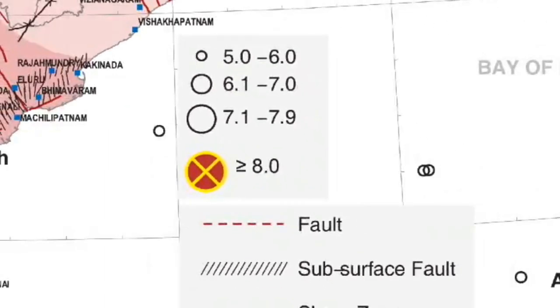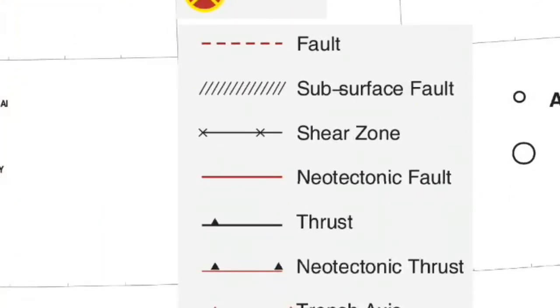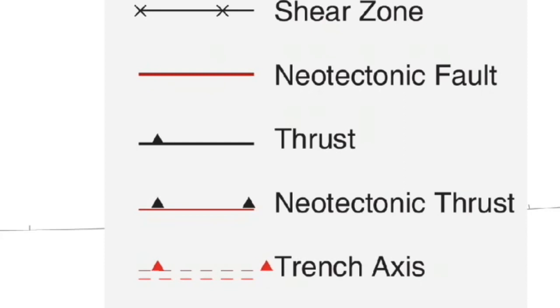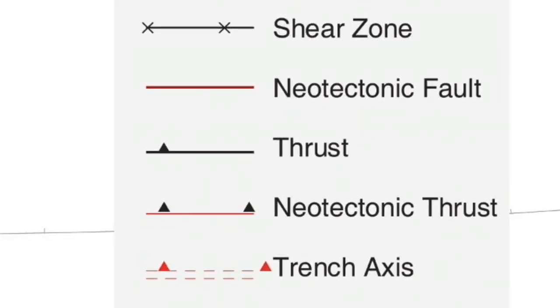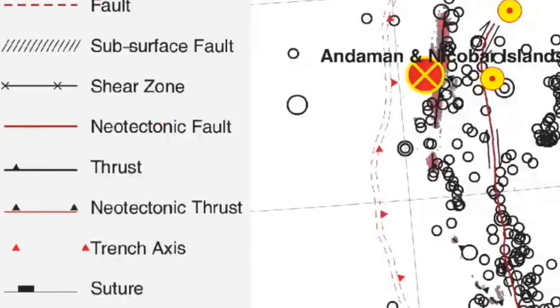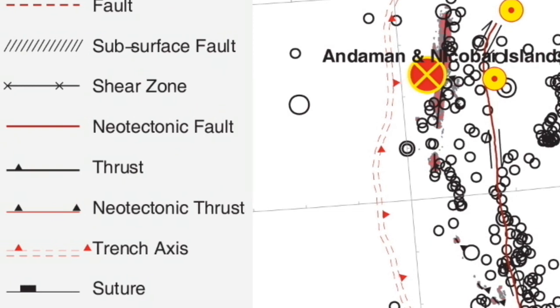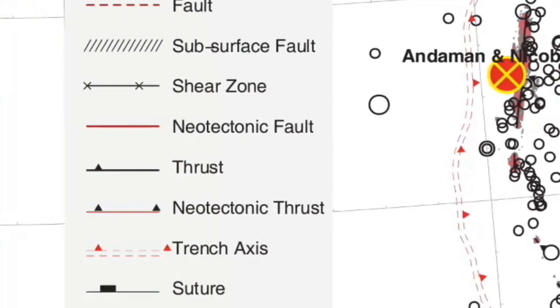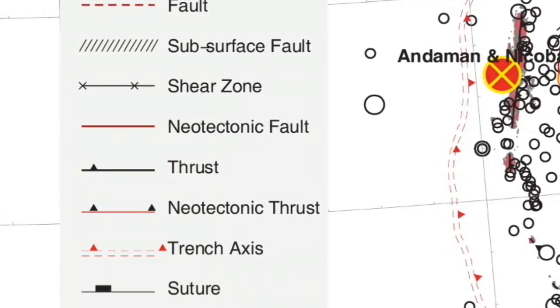Okay, and in the index you can see the faults: the subsurface fault, the shear zones, the neotectonic fault, thrust fault, neotectonic thrust, trench axis, the suture zones, normal faults, as well as the strike slip fault. And two important volcanoes in our country are shown: the Narkondam volcano and the Barren Island volcano in the Andaman and Nicobar Islands.